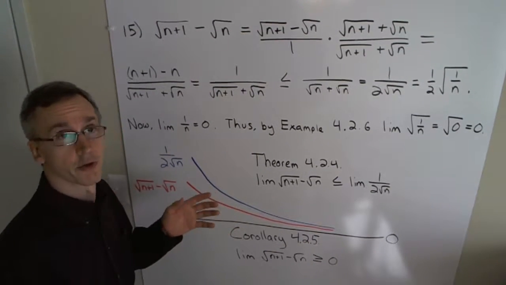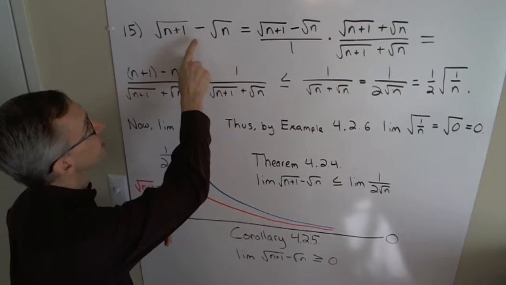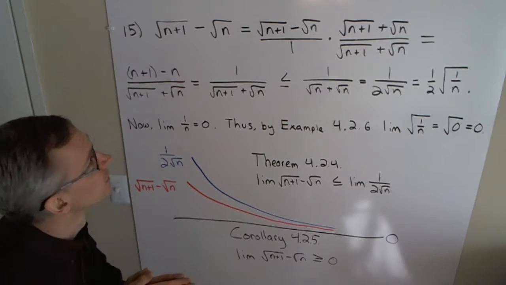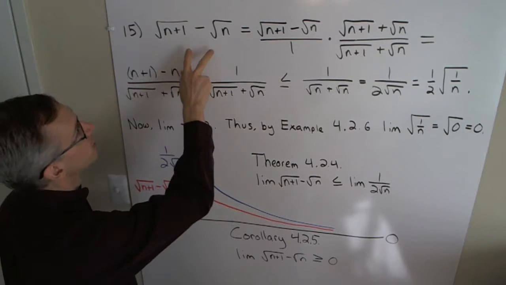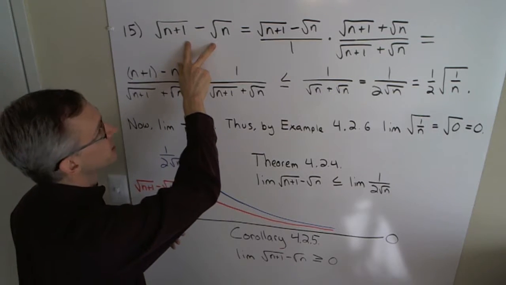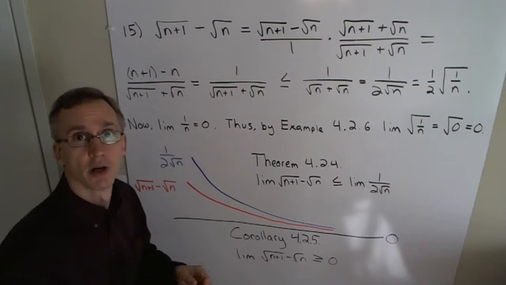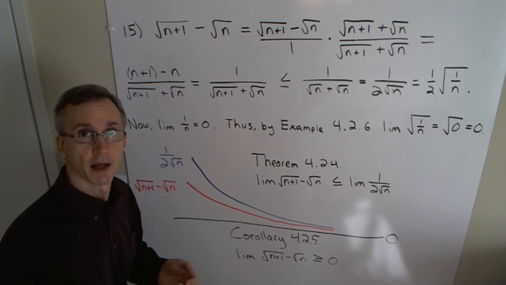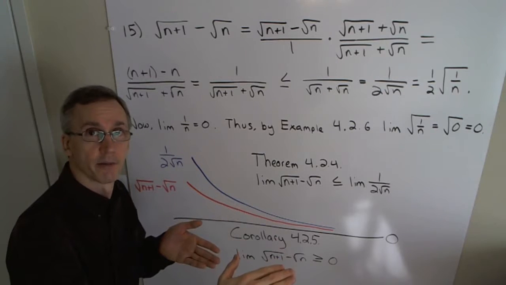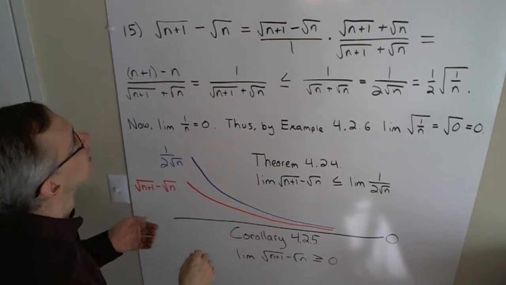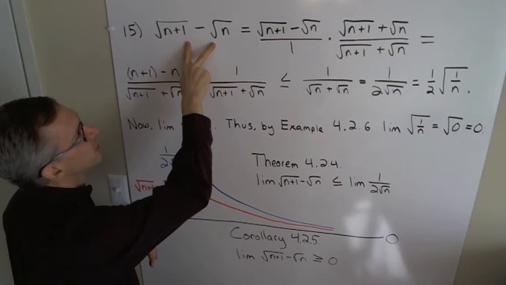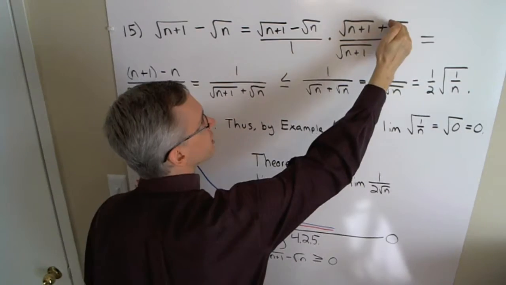In this exercise, we showed that the limit of the square root of n plus 1 minus the square root of n is 0. We do so by showing that this expression is less than or equal to a much simpler expression. And when we do that, we're going to place an upper bound on the limit. So in order to simplify this, we're going to multiply by its conjugate over its conjugate.